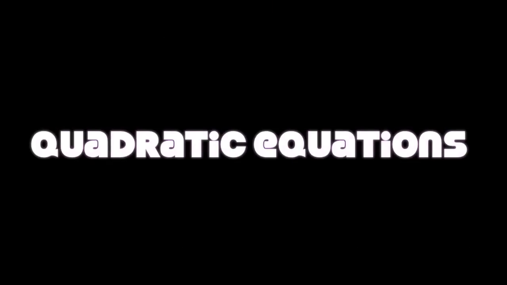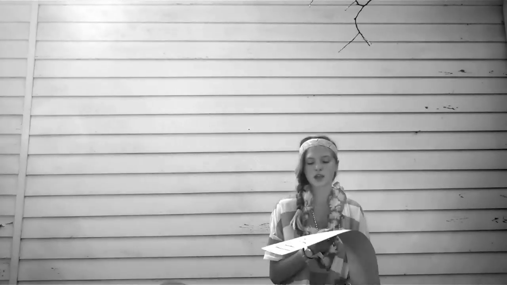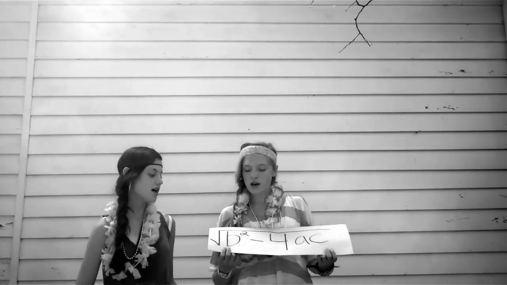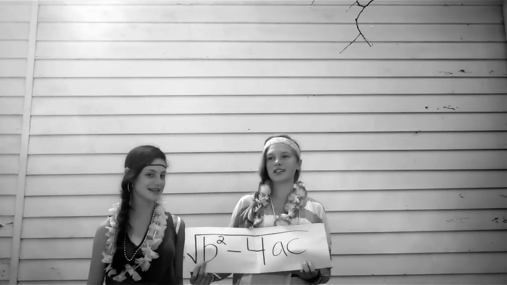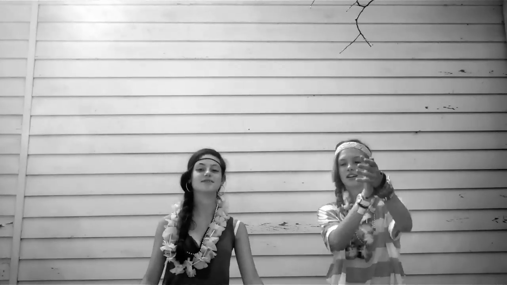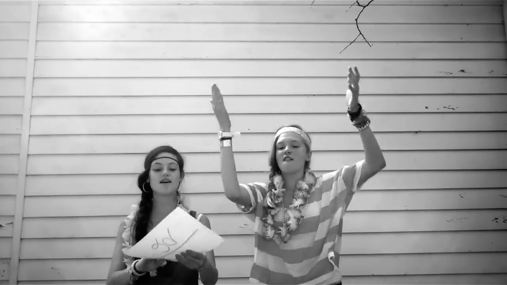Quadratic Equations. X equals negative b plus or minus square root of b squared minus 4ac. All over 2a.